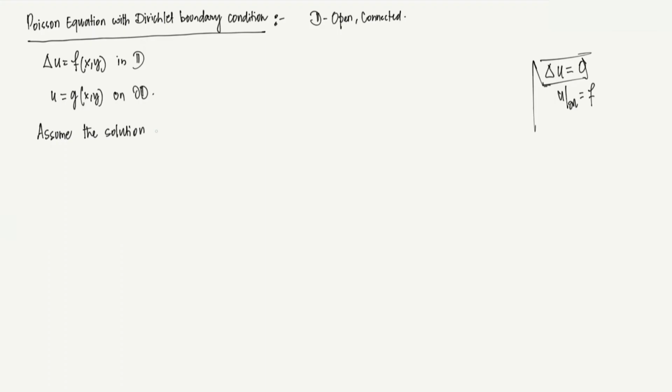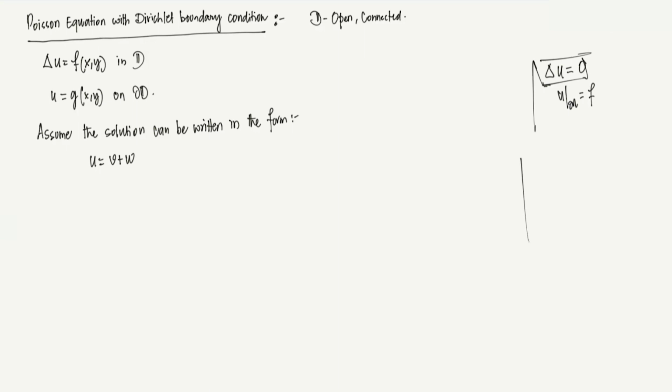can be written in the form, what is the form of the solution? It is basically u equals v plus w. Clear? And what is v, what is w? So v is a particular solution of the Poisson equation.